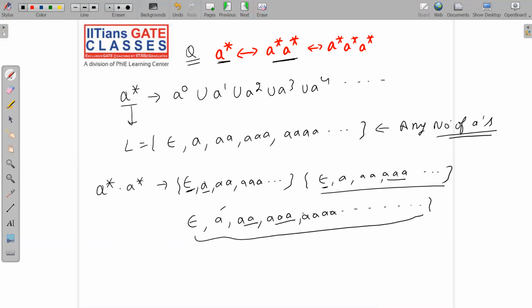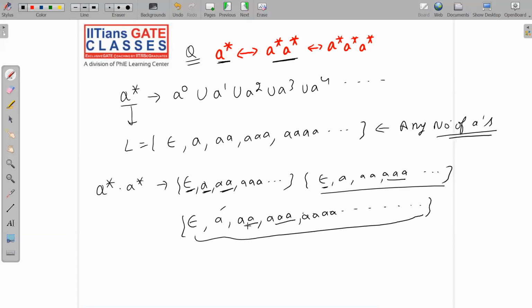So I hope I have made the point clear that when I concat null with each and every string here, I will get each and every possible combination of a's. That means any number of a's I have already got. So this a, when concatenated with all these, will not produce anything new. All these strings will be here only. Double a concat with all these strings will be already present in this set, and so on.